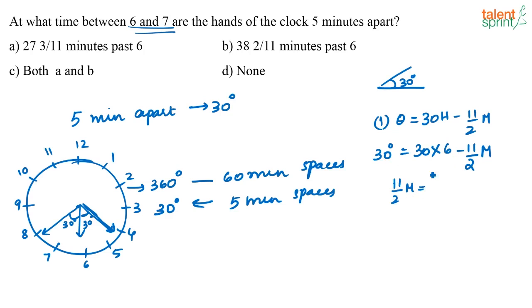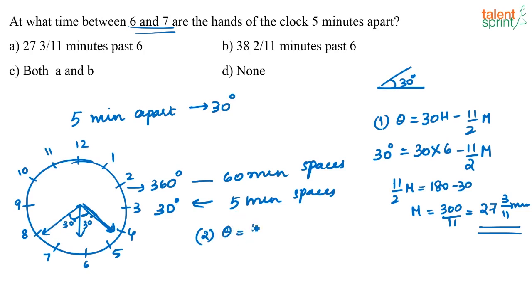So what is the minutes? 11 by 2m is equal to 30 into 6, that is 180, minus 30, or m is equal to 150 into 2 by 11. So 150 into 2 by 11, that is 300 by 11, which is equal to 27 3 by 11 minutes past 6, right? Now 27 3 by 11 minutes past 6. This is the first case. Now next, when will this angle between the hands of the clock be 30 degrees? That is when the minute hand is ahead of the hour hand.